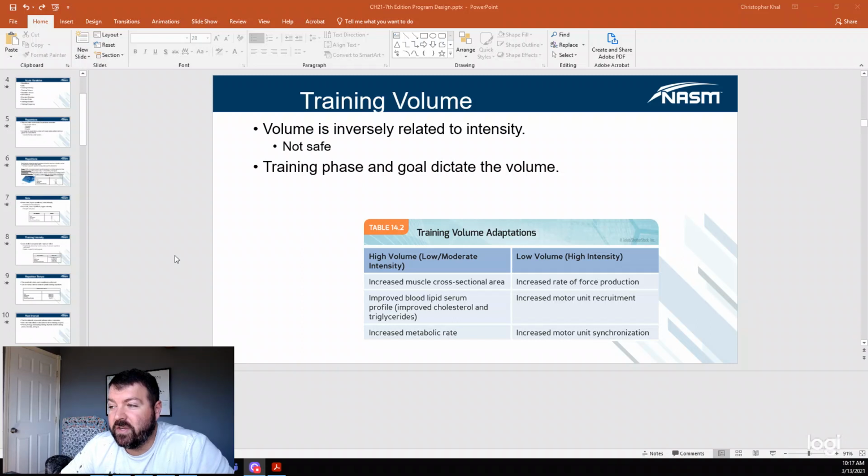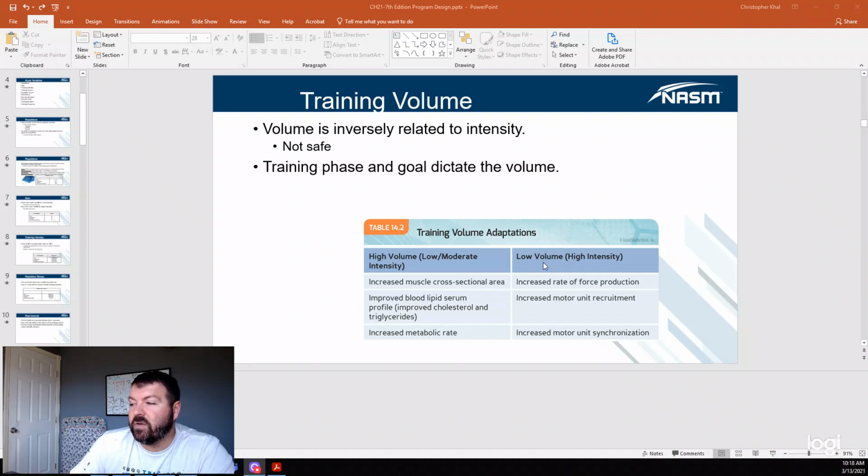Training volume. Volume is inversely related to intensity, just because it's not safe to keep intensity up there. So the training phase and goals indicate the volume. If you have high volume, you have low to moderate intensities, whereas if you have a low volume, you usually have higher intensity. With high volume and low to moderate intensities, you have increased muscle cross-sectional area, improved blood lipid profiling, and you increase your metabolic rate, so you burn more calories.